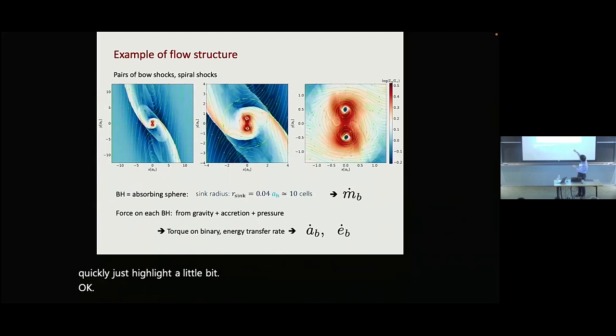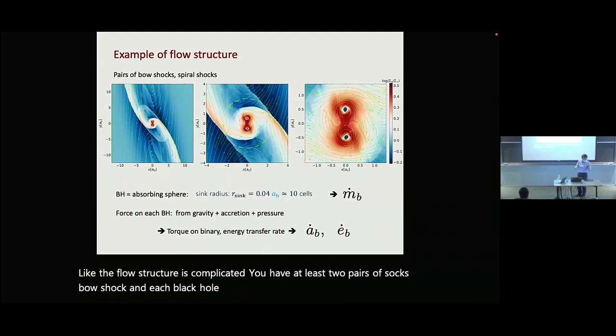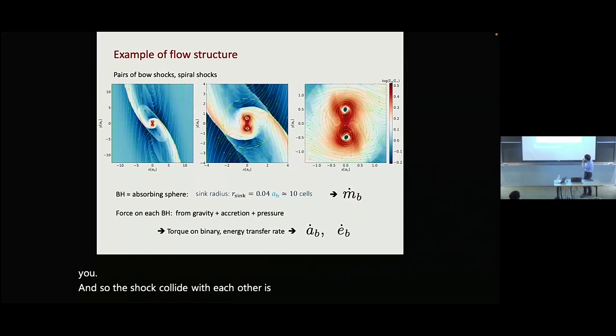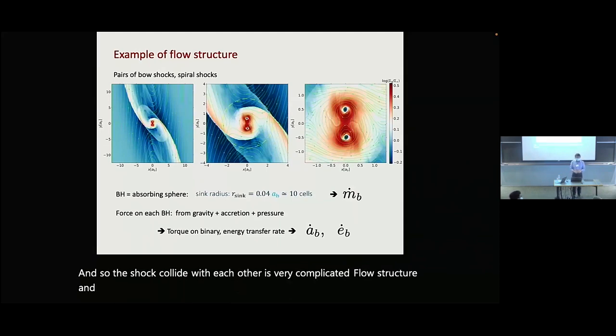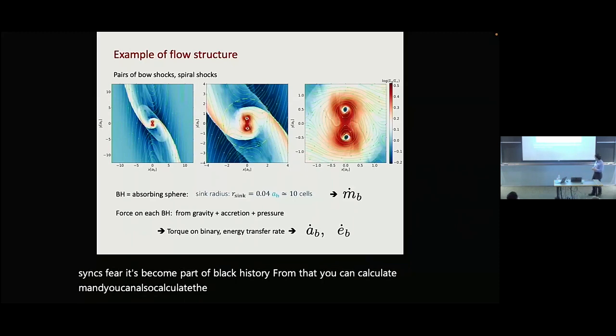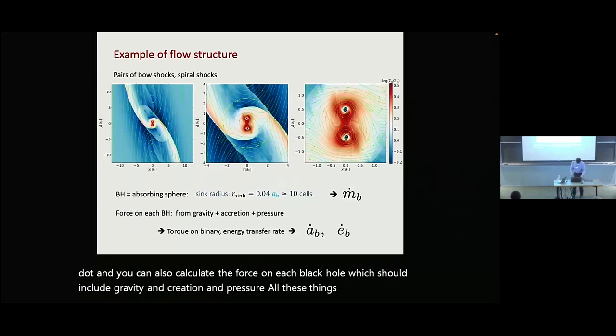The flow structure is complicated. You have at least 2 pairs of shocks, a bow shock, and each black hole generates spiral shocks. The shocks collide with each other. It's a very complicated flow structure, and we treat the black hole as an absorbing sphere with a sink radius. Every time a gas element collides with that sink sphere, it becomes part of the black hole. From that you can calculate M dot, and you can also calculate the force on each black hole, which should include gravity, accretion, and pressure. All these things can be done carefully, and from which you can determine a dot and eccentricity dot.